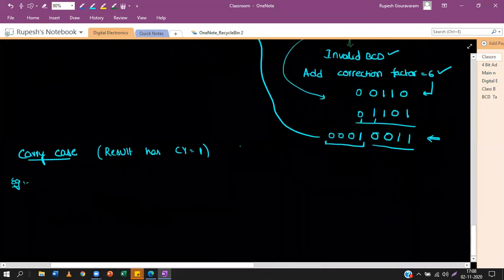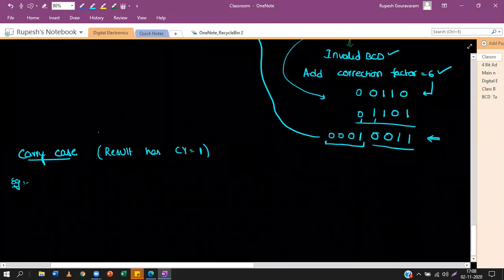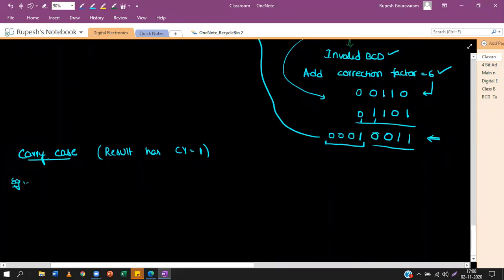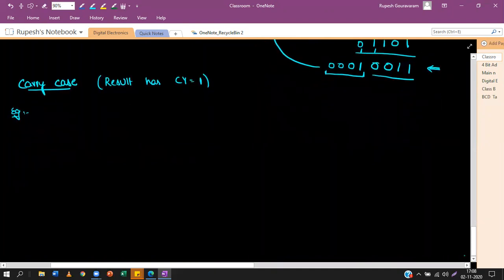So see, the second case is the carry case. That is, the result has a carry of 1. Let us take an example here to explain this. What is the carry case? So let us take two numbers, 8 to the base 10, and we add this number to 9 to the base 10. What we should get? 8 plus 9 is 17.